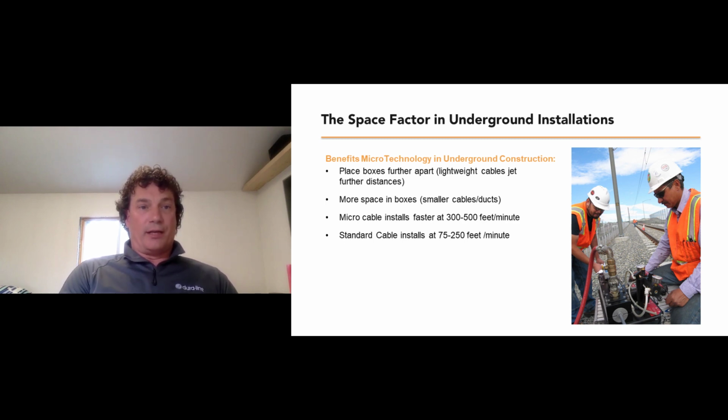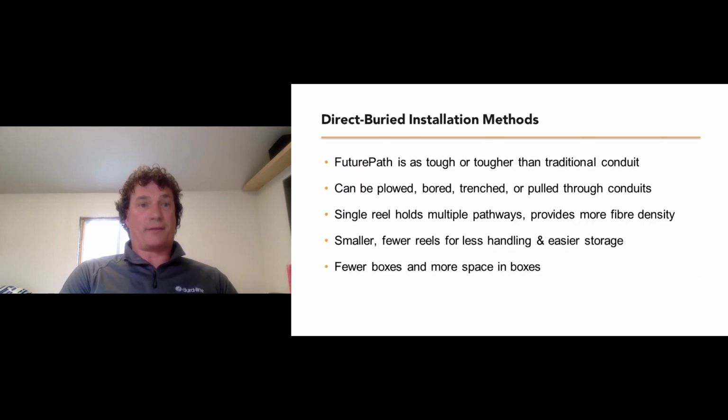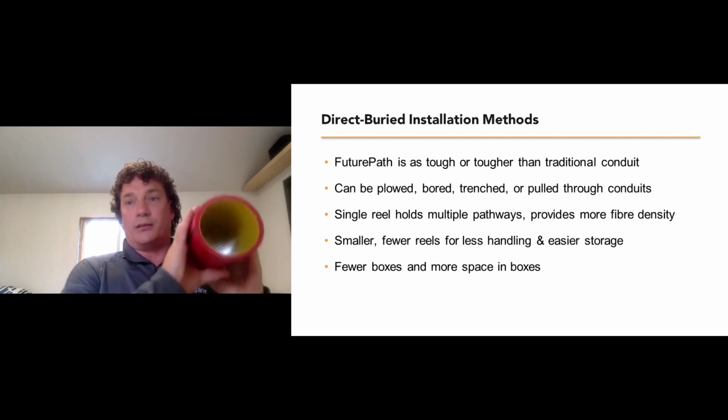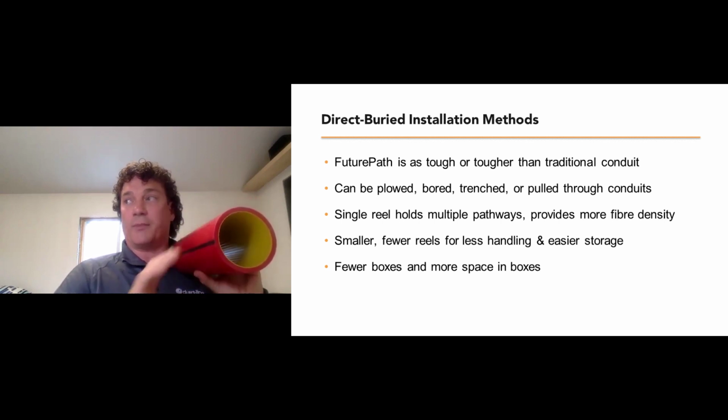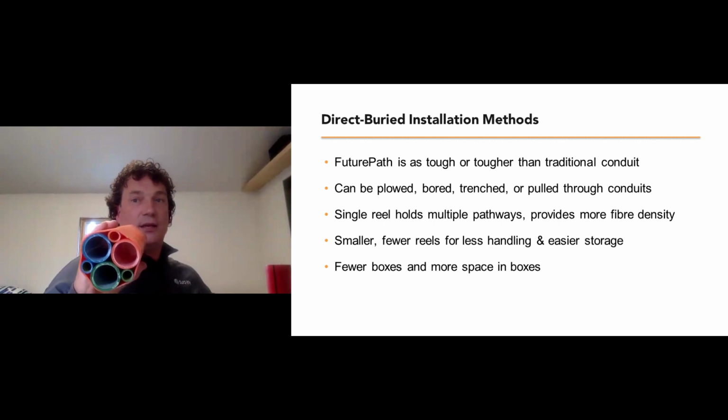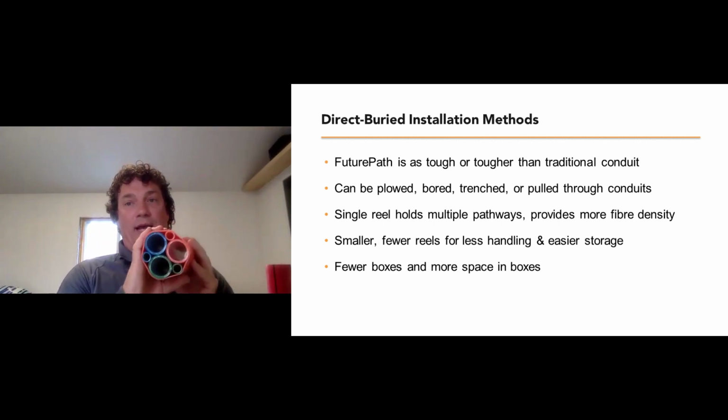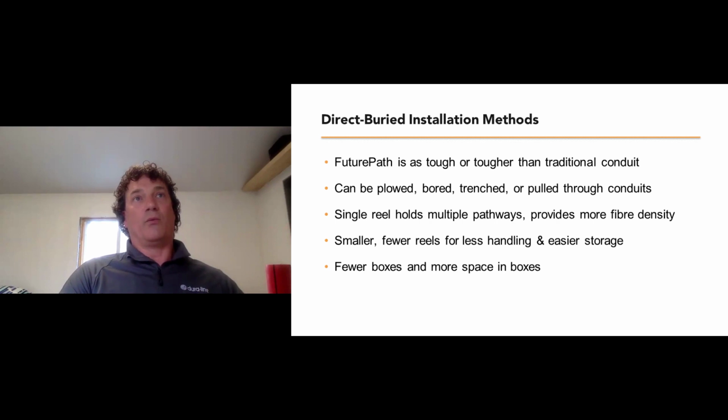When you take a look at direct bury installation methods, FuturePath is a tough product, or tougher than traditional product. If you take a look at the difference between a standard traditional conduit, where you're pulling that conduit in by the end, versus a honeycomb effect in a micro solution, it has far superior tensile strength when you're directional drilling, plowing, or boring it in. Again, it can be plowed, bored, trenched, or pulled through existing conduits. A single reel can hold multiple pathways and provide much higher fiber density in a smaller space.